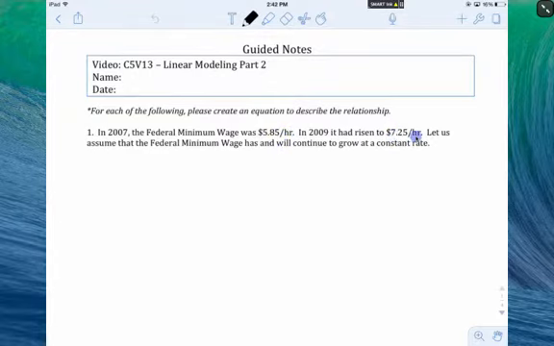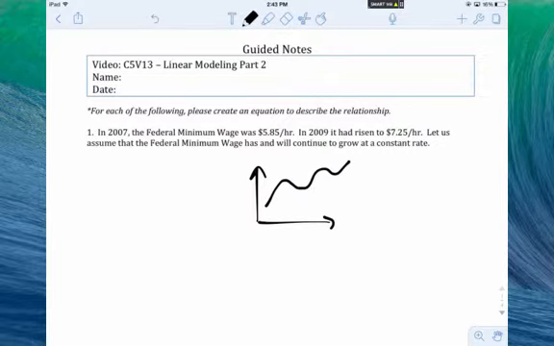We're going to make a big assumption here. We're going to assume that the federal minimum wage has and will continue to grow at a constant rate. And that constant rate allows us to use a line to approximate this situation. If it was not at a constant rate, then it means that maybe it grew more quickly or slowly or who knows what. But since it's a constant rate, we're going to use a line to model it.